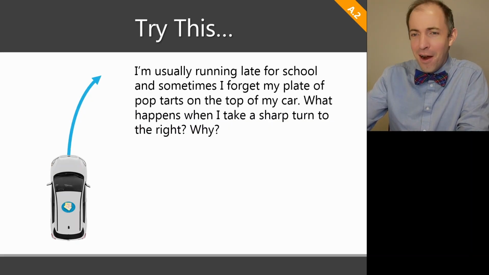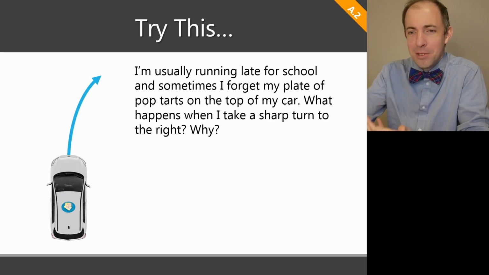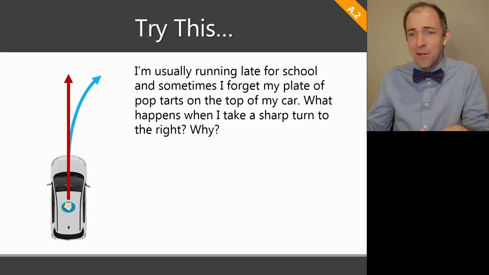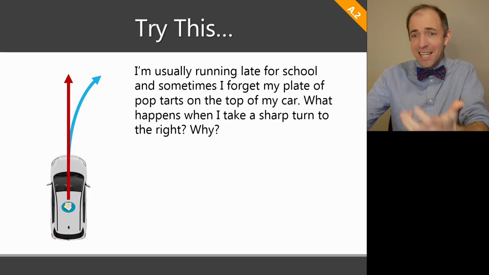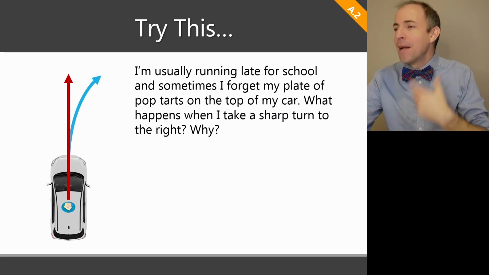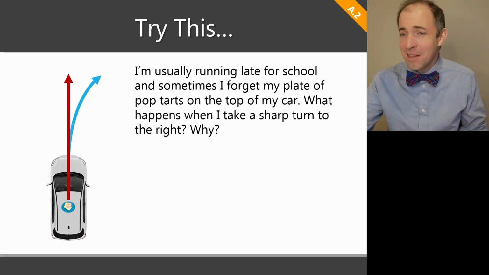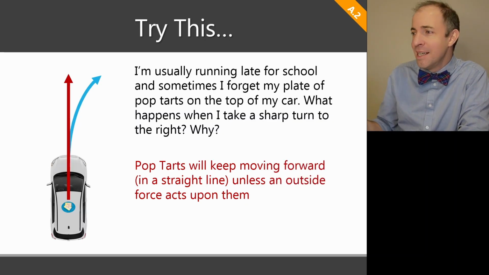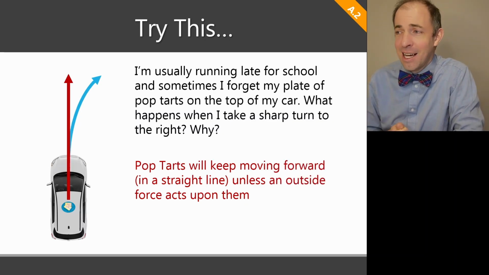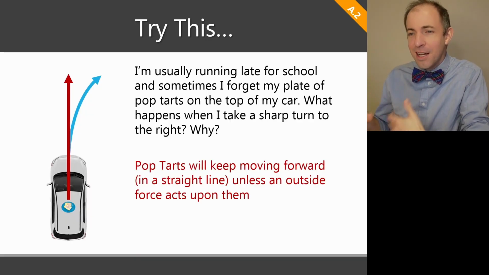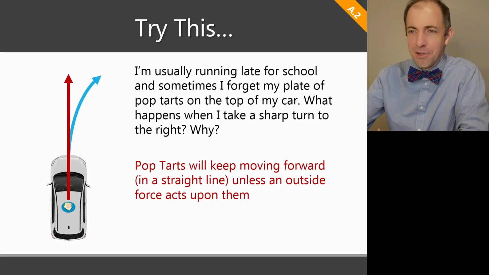And they fall off the car because they continue to do whatever they were doing. If I was moving straight, the Pop Tarts are going to continue going straight as I turn out from under them. So the result is I see the Pop Tarts move off the left side of the car, but in reality, they're not actually moving left. They're just continuing straight. They'll keep moving forward in a straight line unless there's an outside force acting on them. That suggests that an outside force is required to cause something to move in a circle.